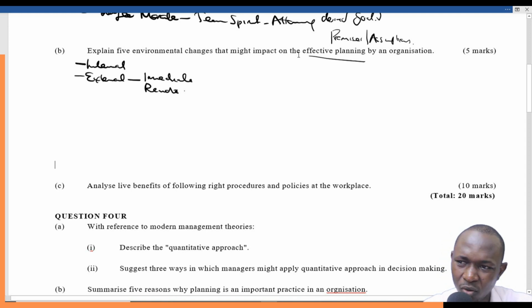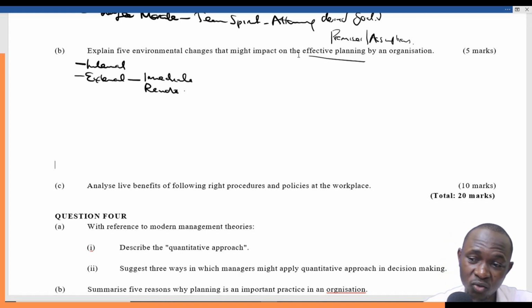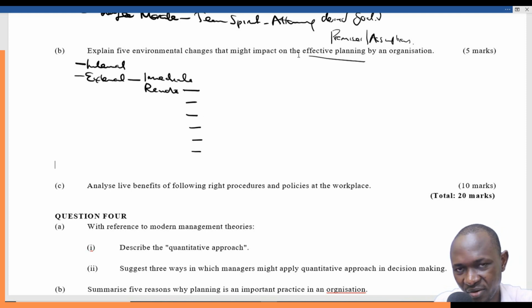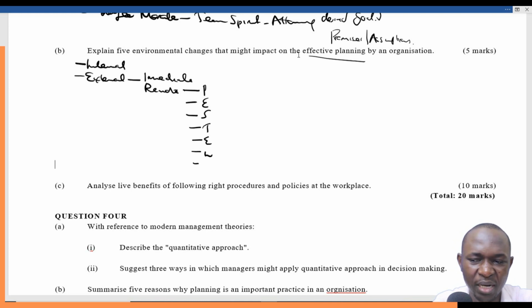The easiest way to go in this question is to approach it from the remote perspective. The remote external, and that is the external environment, because the management doesn't have any control. These are things that happen beyond his powers. We are talking about PESTLE. This is beyond the management, and all these are points. But this doesn't exhaust. You still have the internal, which you have not even started. Though these are within the management control, they can also impact on the effective planning by an organization.